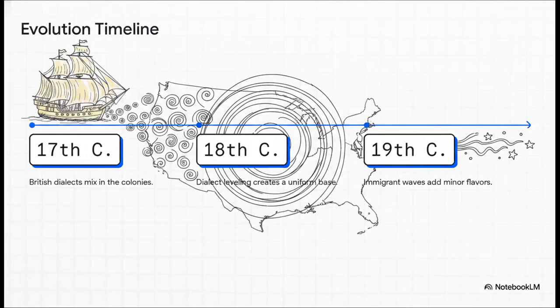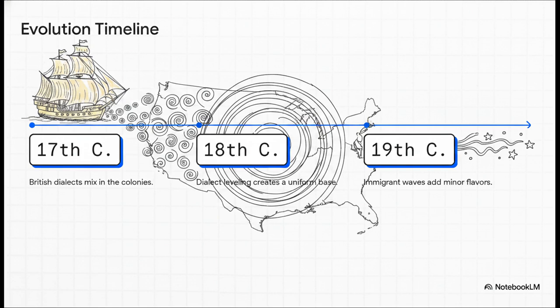So back in the 17th century, early English-speaking settlers arrived in North America, and they brought with them these wildly different regional dialects from all over the British Isles. It was a massive linguistic mix. But as all these people lived and worked together in the 13 colonies, this fascinating phenomenon happened called dialect leveling.